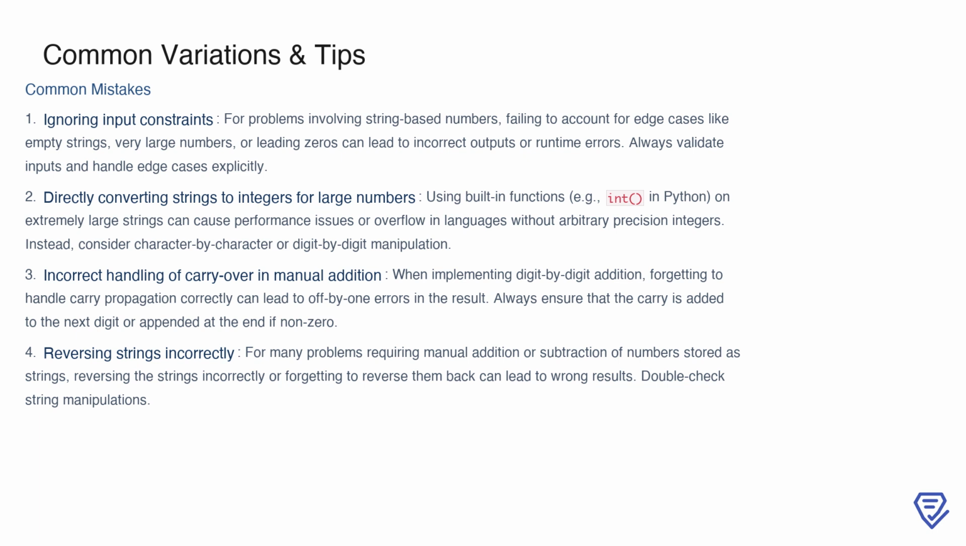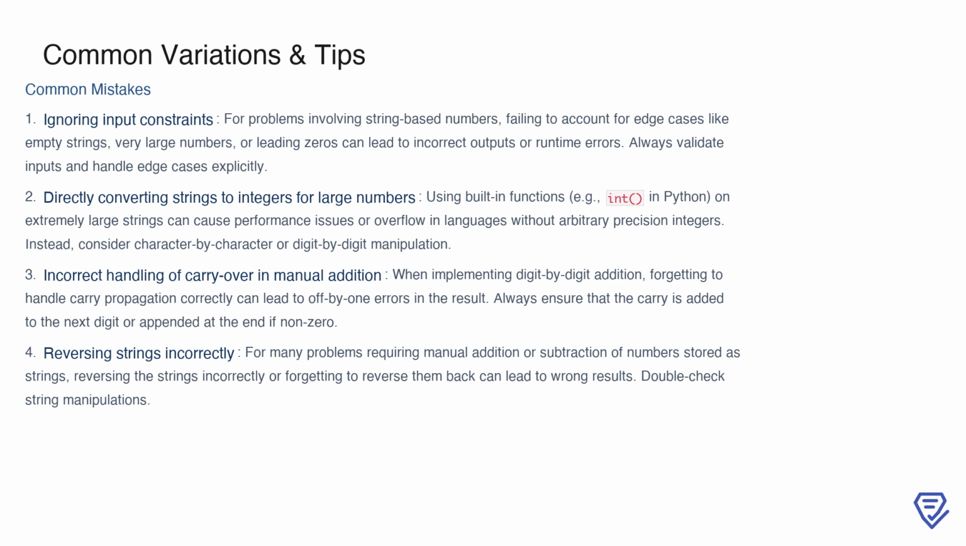Another mistake involves directly converting strings to integers for large numbers. In some languages, this can lead to overflow or performance issues if the numbers are too large. A better alternative is to process the strings character by character or digit by digit. Additionally, incorrect handling of carryover during manual digit-by-digit addition is a frequent source of errors. If you forget to propagate the carry correctly, your final result may be off by 1.